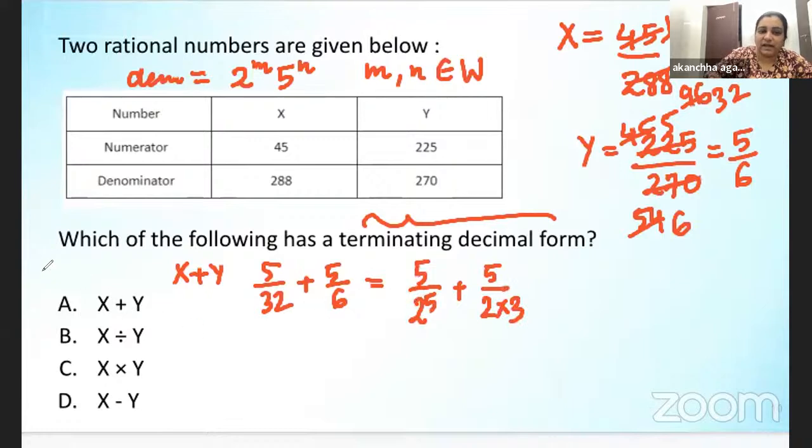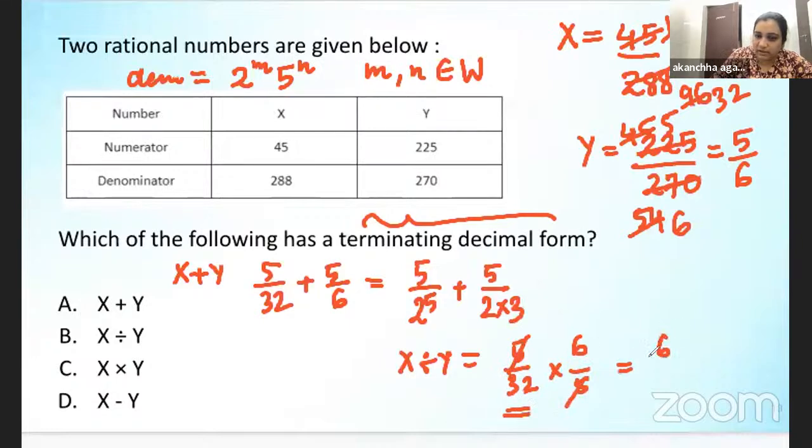So it means that when we do X plus Y, we cannot get a decimal which is terminating. Let's try out with X divided by Y. If I talk about X, it is 5 over 32. If I talk about Y, it is 5 over 6. But since we are dividing, we'll put the reciprocal. And now what do you see? 5 and 5 get cancelled and we have in the denominator 2 to the power 5, which is obeying our condition for this denominator.